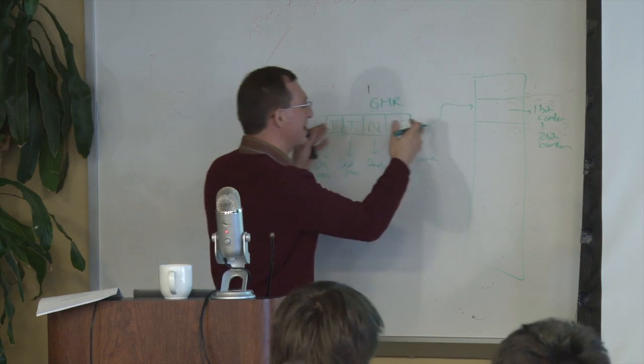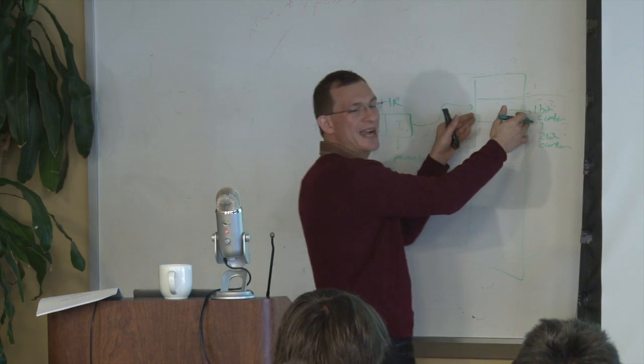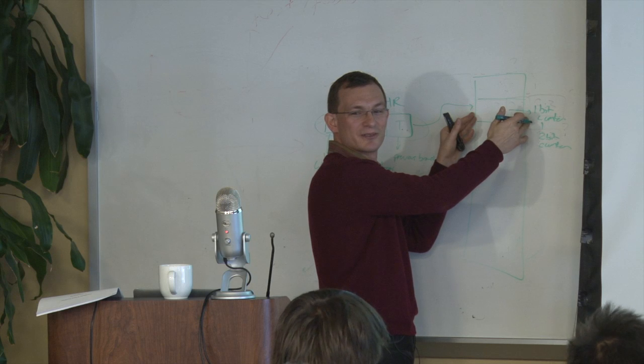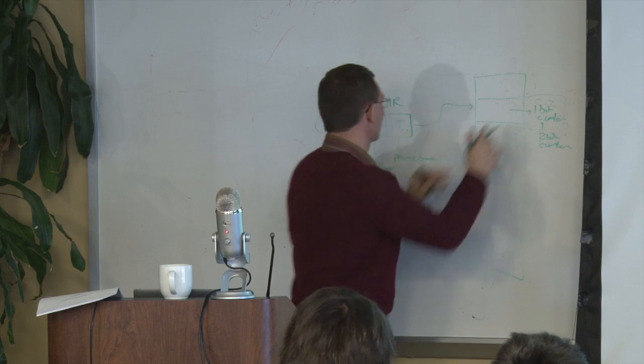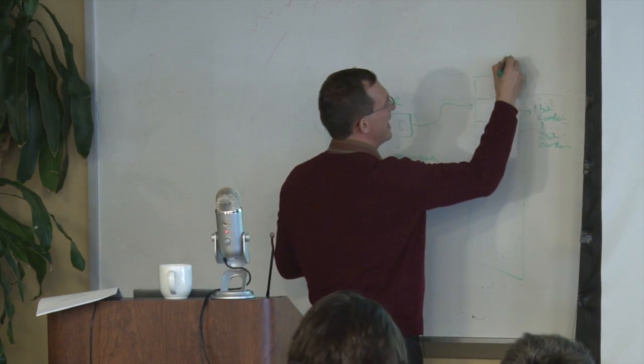Does that make sense? The last time I saw this history, what happened to the branch that came right afterwards? Beautiful, very simple. This is called the global history register. This is called a pattern history table.